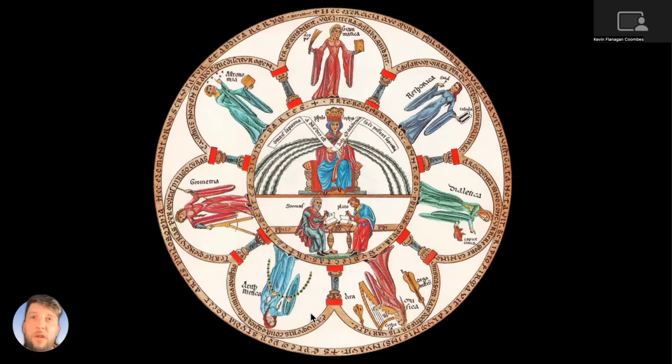whereas arithmetic, geometry, music, and astronomy make up the 4 subjects of the quadrivium. So you have the trivium and the quadrivium taken together, you get the 7 subjects of the liberal arts.